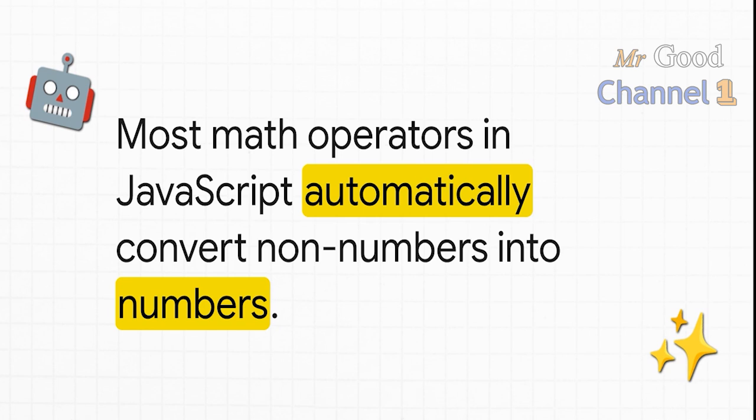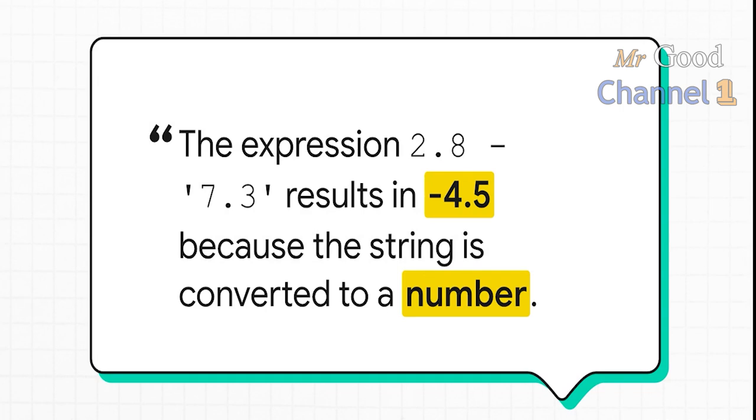When you use an operator like minus or multiply or divide, JavaScript will actually look at what you gave it, and if it's not a number, it'll try its very best to turn it into one before it does the math. Check out this example. We're trying to subtract a string from a number. Now, in a lot of other languages, this would just crash your program. End of story. But not JavaScript. It sees that minus sign, it says, oh, you want to do math? Converts the string 7.3 into a number, and just gives you the right answer.